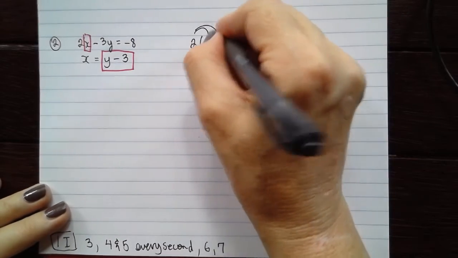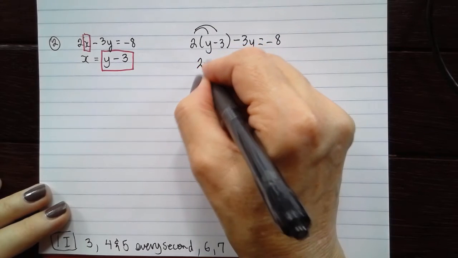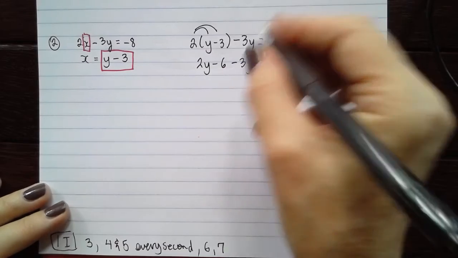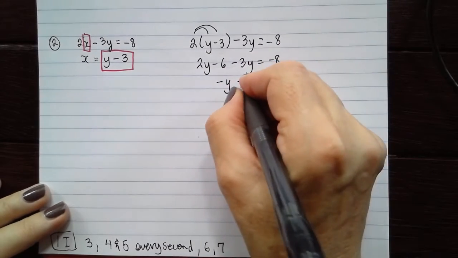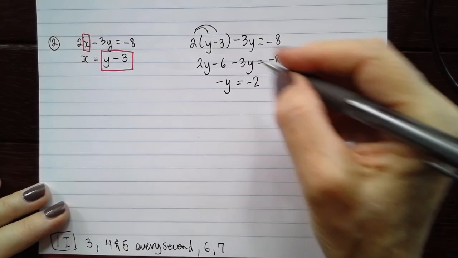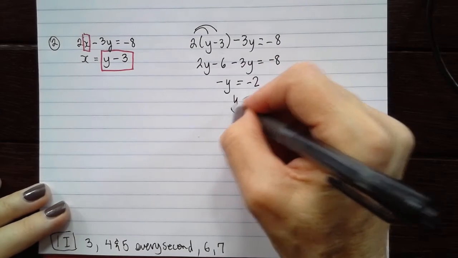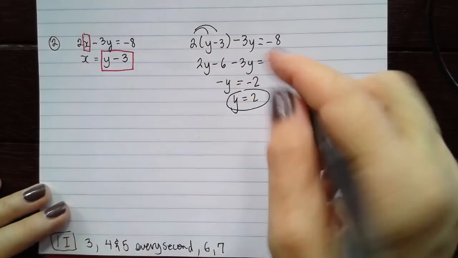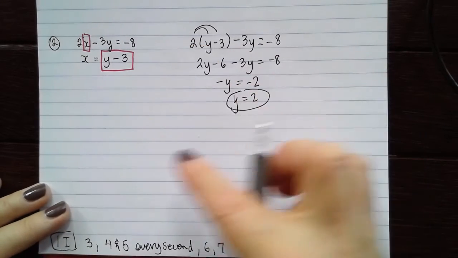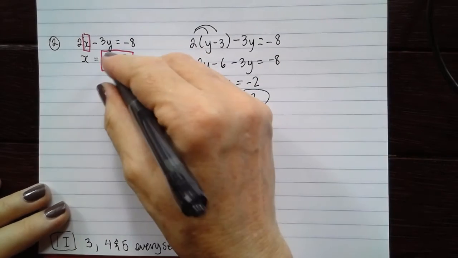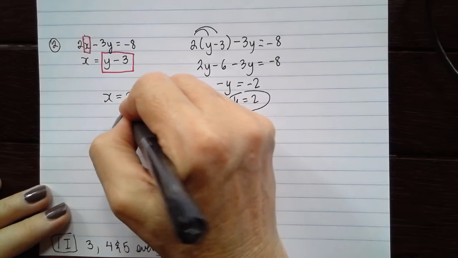Okay, so I need to expand this to solve. So I get 2y minus 6 minus 3y equals negative 8. So negative y equals, I'm taking that 6 over there, I'm adding it over there, so I get negative 2. And if negative y is negative 2, then y is 2. So I figured out the y. Now I'm going to use this equation, and I'm going to put that back in. So I have this subbing back in, substitution. x equals 2 minus 3. So x equals negative 1.